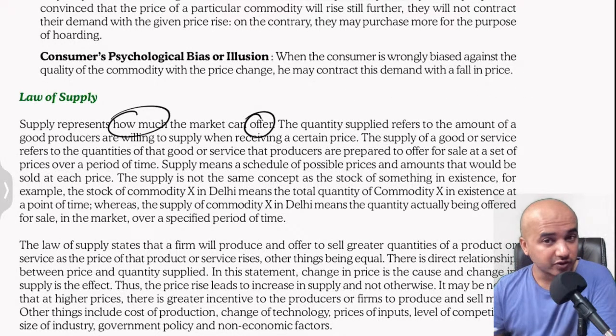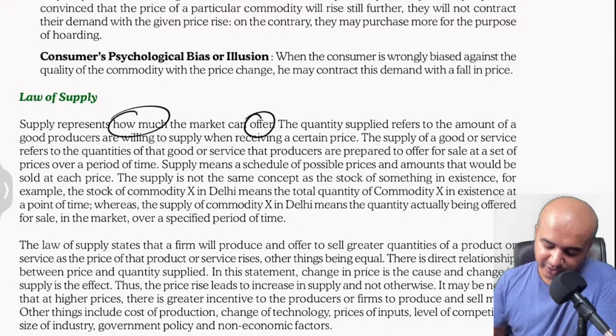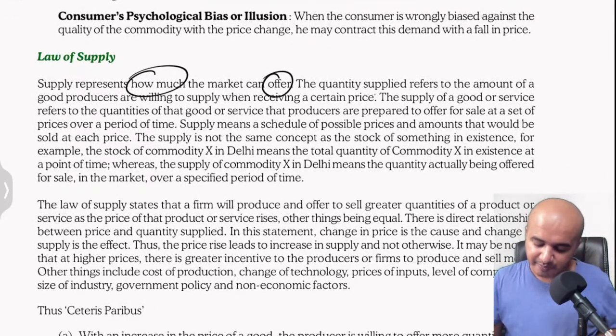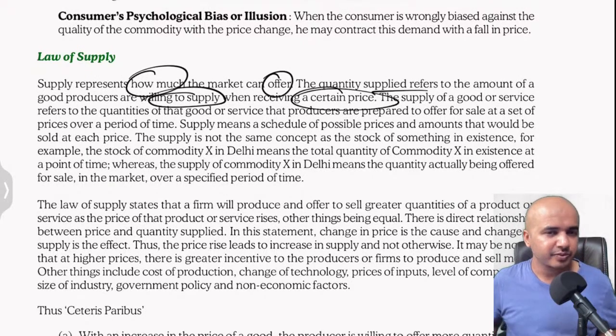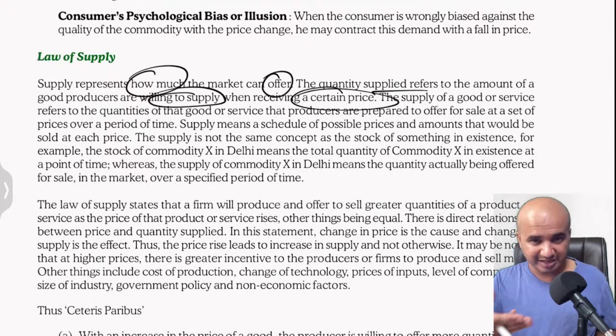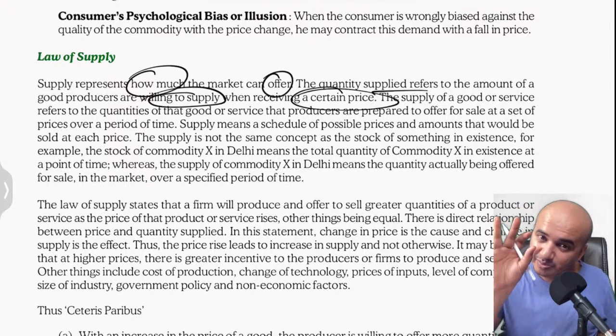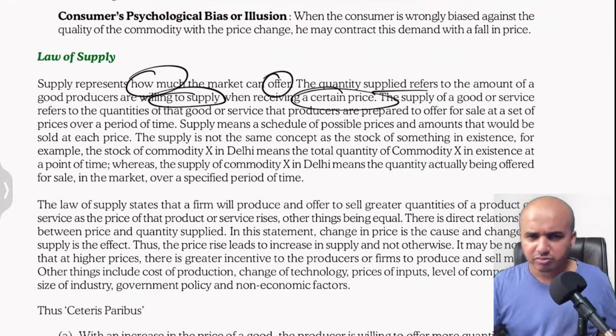Anyway, let's see what exactly the law of supply says. The quantity supplied refers to the amount of good producers are willing to supply. How much they are willing to supply when receiving a certain price. At this price, let's say I am a producer, I am only ready to produce or supply or offer to the market only this much of quantity. Why? Because if the price is only this much, why should I sell more? Because I'm anyway not making profit, or I'm making very less profit. Let's say the price is more, then maybe I will supply more because I'll make more profit. So maybe I'm just giving an example.